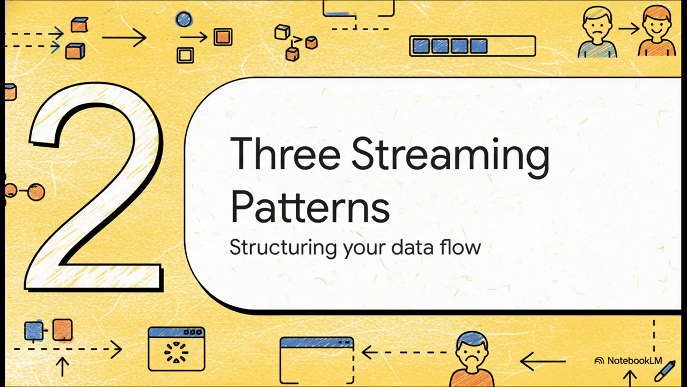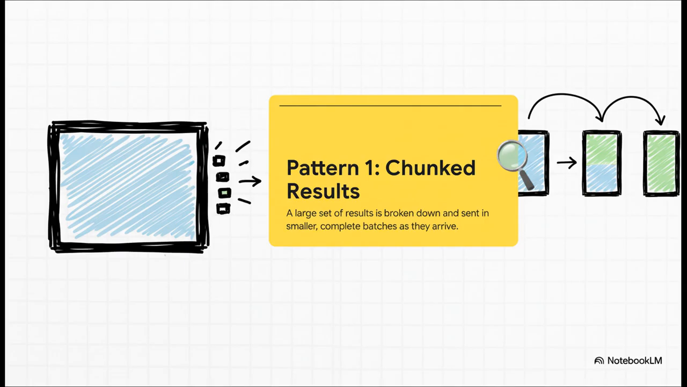Okay, so we know why we should do this. But what does streaming actually look like when you're building it? Well, it turns out there are three main patterns for how you can structure that flow of data. First up is probably the most common and straightforward one: chunked results. It's simple. Instead of sending back one giant list with 1,000 items, you just send smaller, complete batches. Send the first 20 results, then the next 20, and on and on.